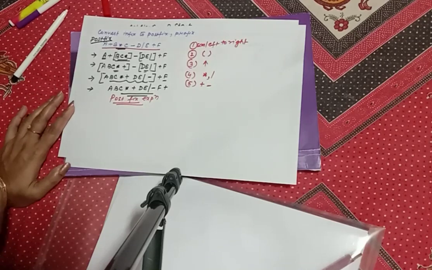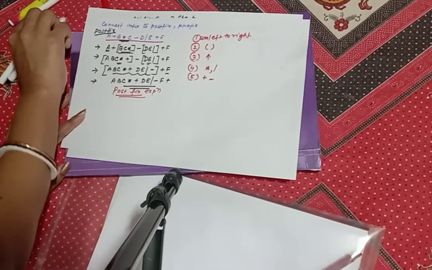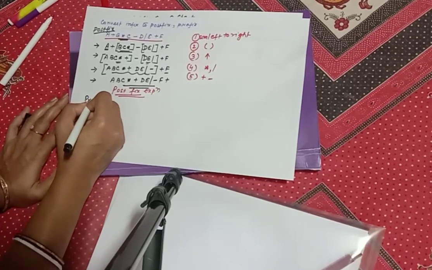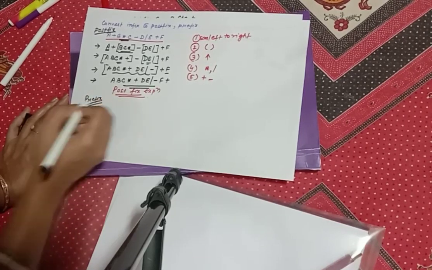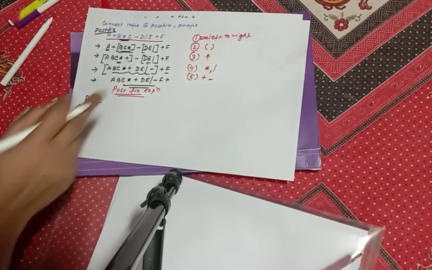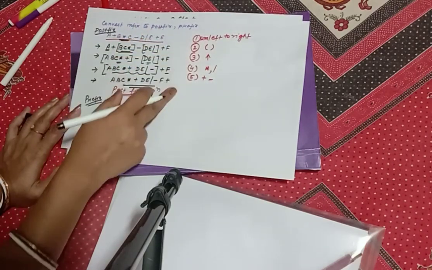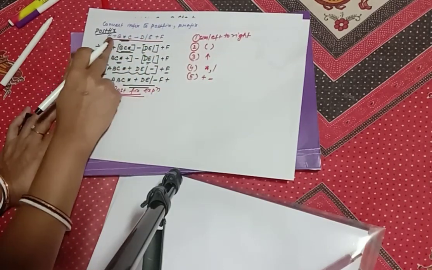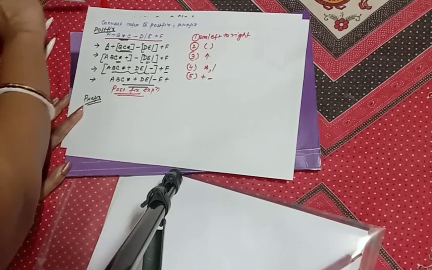Clear? Now let us convert into a prefix. That is, the operator is placed before the operand. We will follow these rules only. Let us solve this again. Let us write it again.